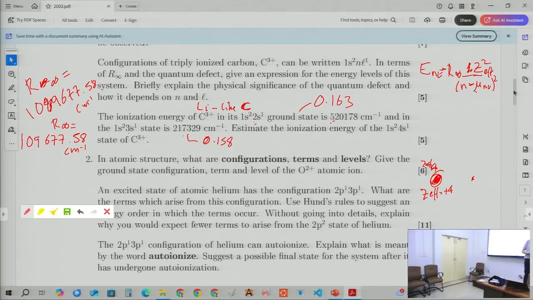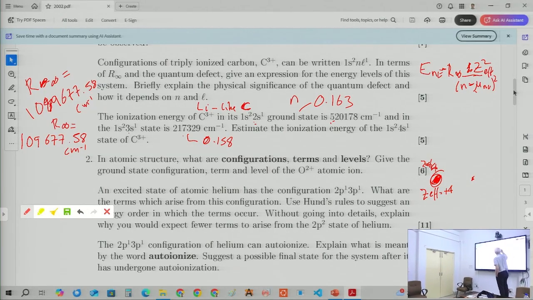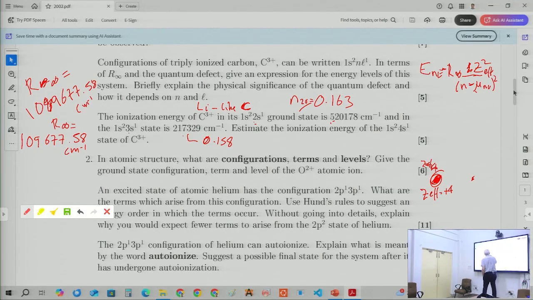And then you were meant to estimate, so this is n=2, this is n=3, and you're meant to estimate n=4. I would say it's going to be some number slightly less than 0.158 on the grounds you've got a series here. So any estimate between 0.158 and say 0.156 or even 0.14 is probably a reasonable estimate. So you get a variety of slightly different answers for the ionization energy.